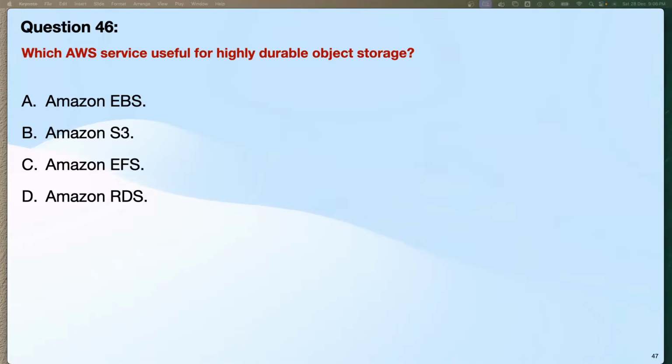46. Which AWS service is useful for highly durable object storage? Which AWS service is an object storage service? I think it's pretty straightforward. You should know the answer by now. EBS is Elastic Block Store. EFS is Elastic File System. We discussed these in our video course. EBS is for databases and EC2 storage, and EFS is like a NFS file storage system, like shared drives, right? RDS is a database service, and S3 is the object storage service. So S3 is the answer for 46.